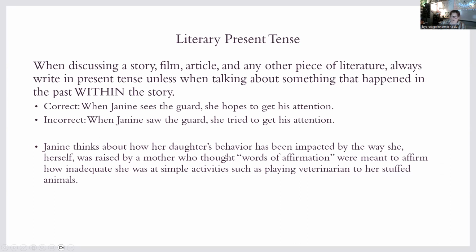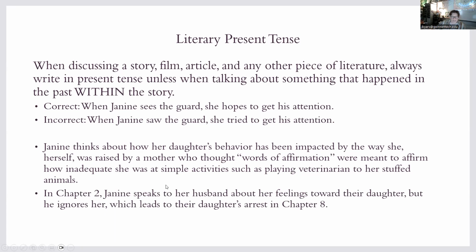Okay. So when you are writing your analysis on this week's reading or next week's or the first short story, you've got to make sure that you're writing in the correct tense. Are you writing about the present state of the character in the story, or are you referring to a past moment in the story? Okay, that's important. In chapter 2, Janine speaks to her husband about her feelings toward their daughter, but he ignores her, which leads to their daughter's arrest in chapter 8. Okay. So in the book, I can go back to chapter 2, and I am reading about Janine and how she speaks to her husband. It's happening in chapter 2. And then I fast forward to chapter 8, and her daughter is being arrested. Both chapter 2 and chapter 8 are in the present.